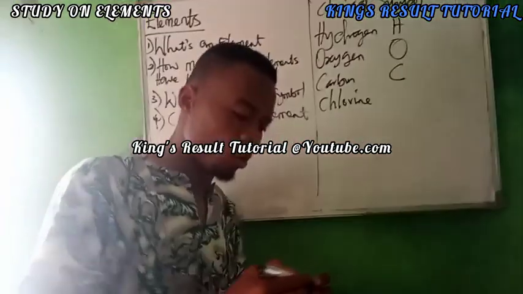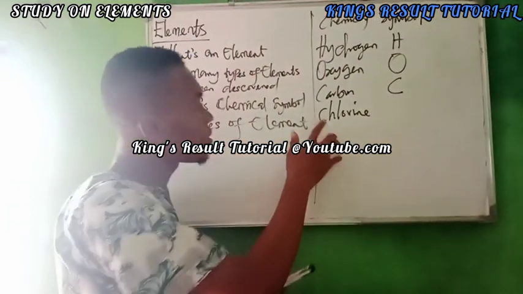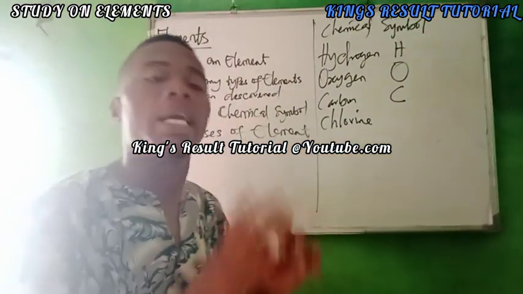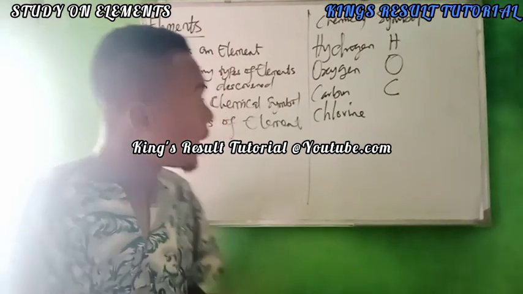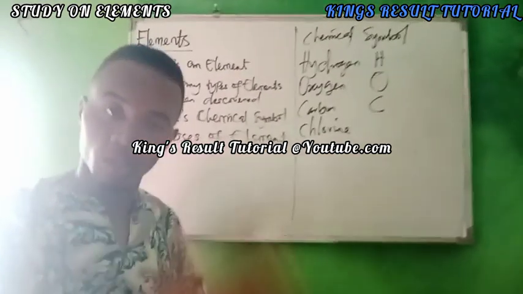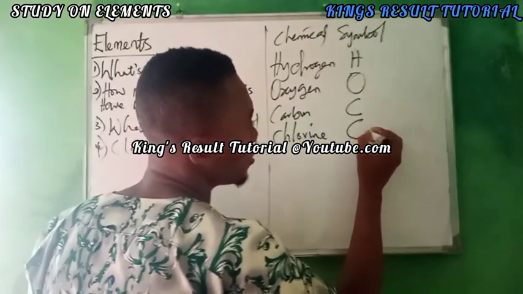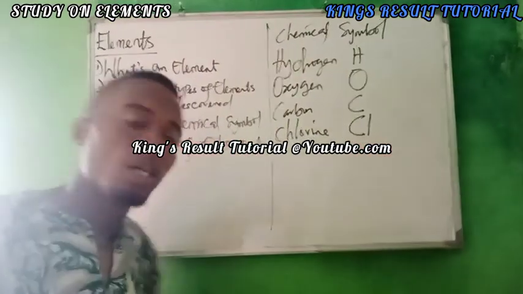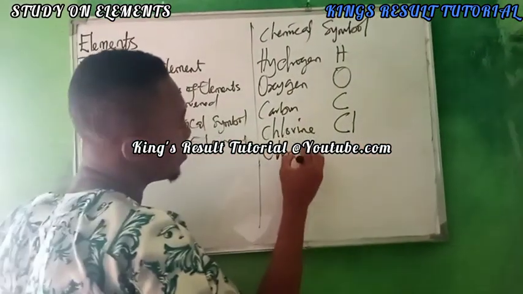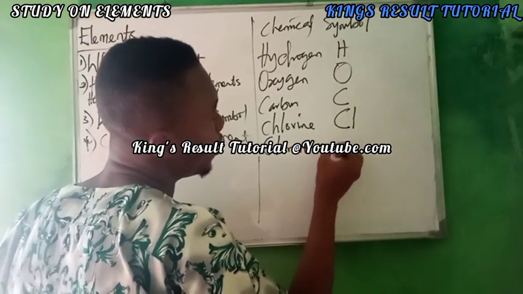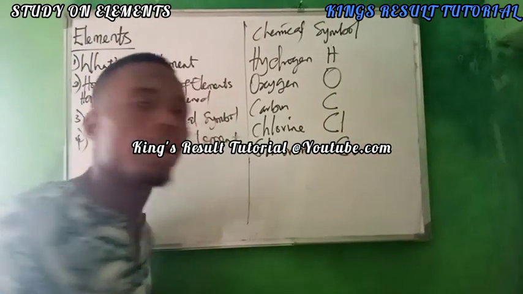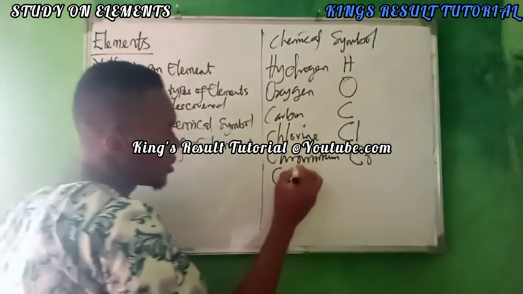Now in chlorine, what we do is that we take the first letter in capital form and take any other letter to signify that element. So chlorine has C and L. Now we have chromium. Chromium is Cr. We have cobalt.